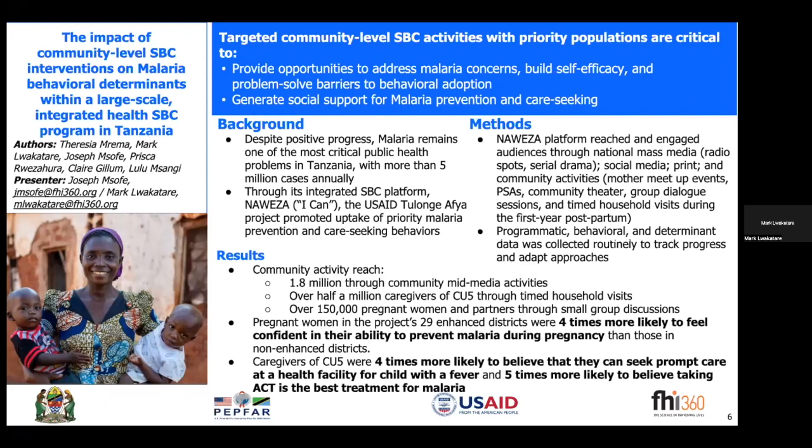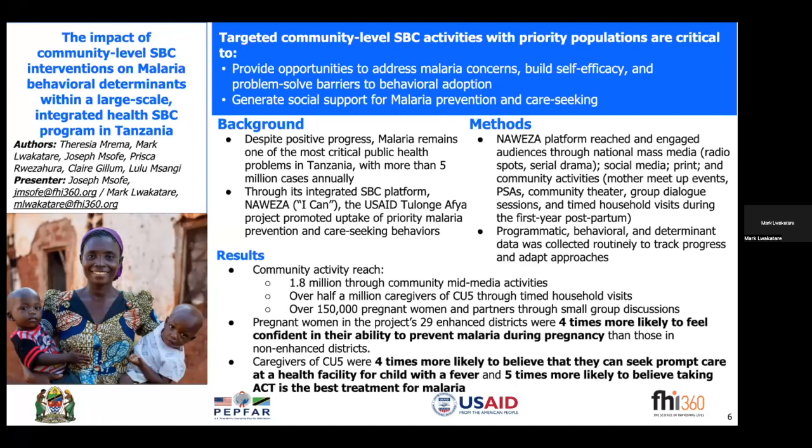As I said before, we reach them through the stages of pregnancy up to childbirth, but also after facility delivery and caregiving stage. But also we're able to reach over 150,000 pregnant women and their partners through these small group dialogue sessions. And this was actually very significant, because the partners were also a driver with regards to male involvement initiatives.